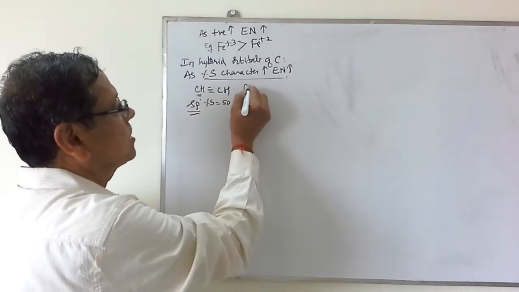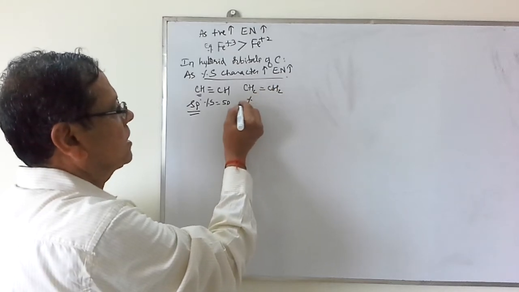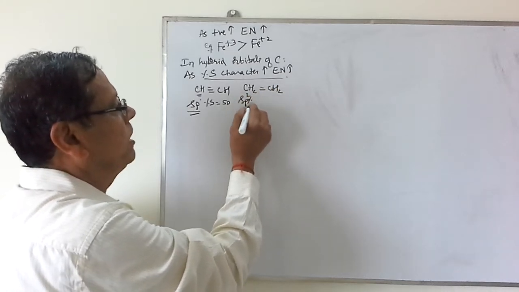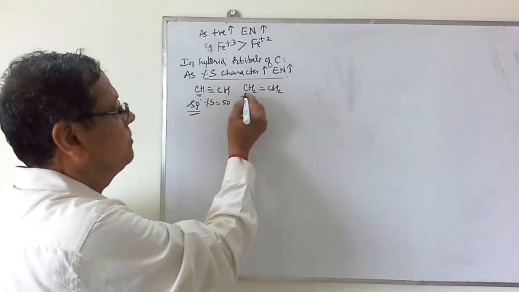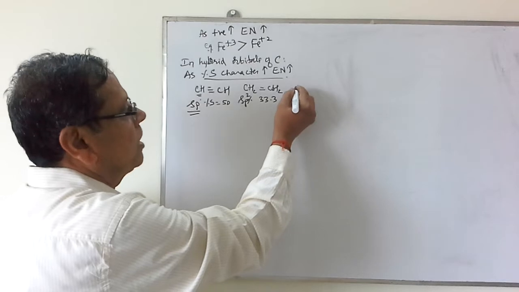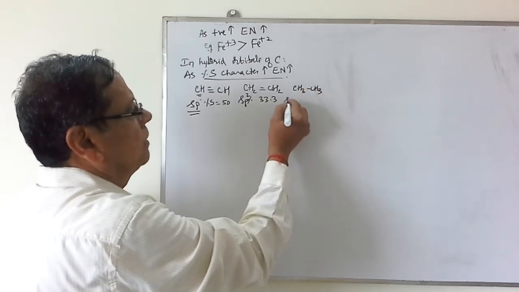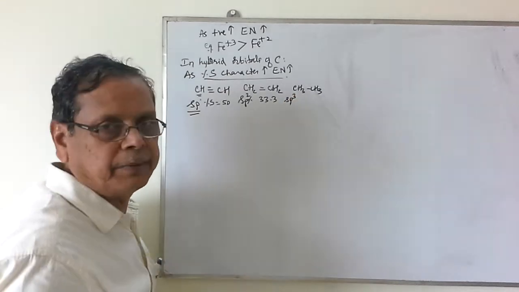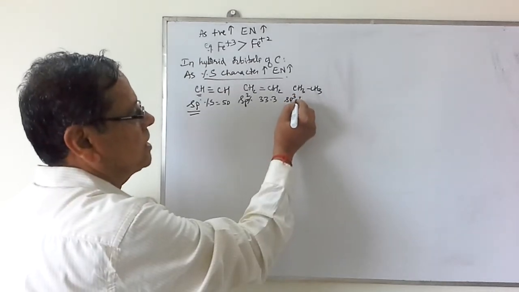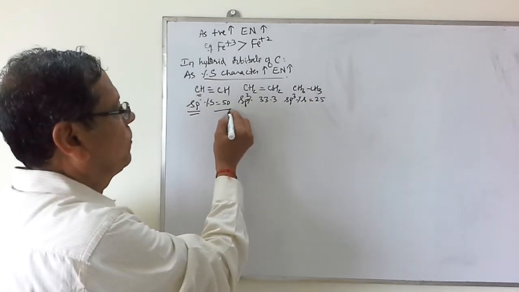Similarly, when you consider CH2 double bond CH2, the carbon atom is sp2 hybridized, and the percentage of S character is 33.33. Similarly, in CH3, the carbon atom is in sp3 hybrid state, so the percentage of S character is 25. In the triple bond case it is 50.